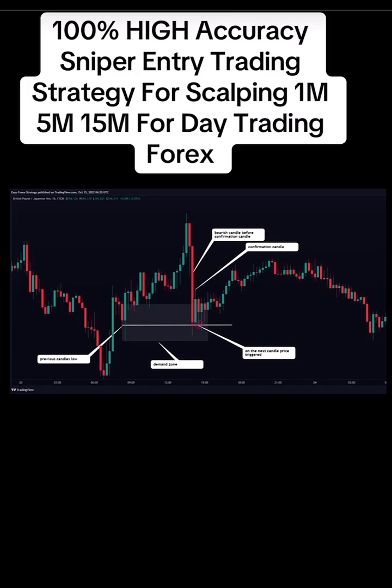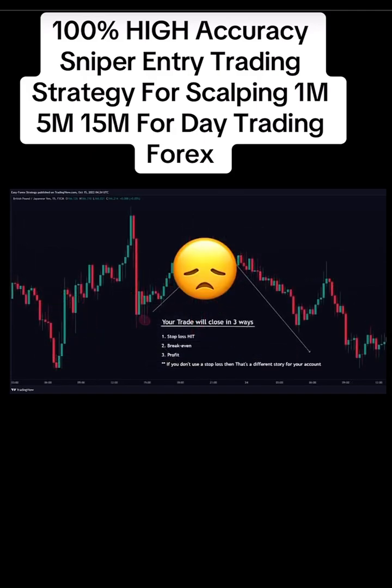And also guys, another thing as a trader you should know is that once you enter a trade, it will close in 3 different ways. 1. It will close with your stop loss being hit. 2. It will close on break even, meaning you won't be making any loss or profit from that trade. 3. You will close your trade with a profit. And lastly, for those who don't use a stop loss, I guess that subject will be for another day, after they have blown their trading accounts.